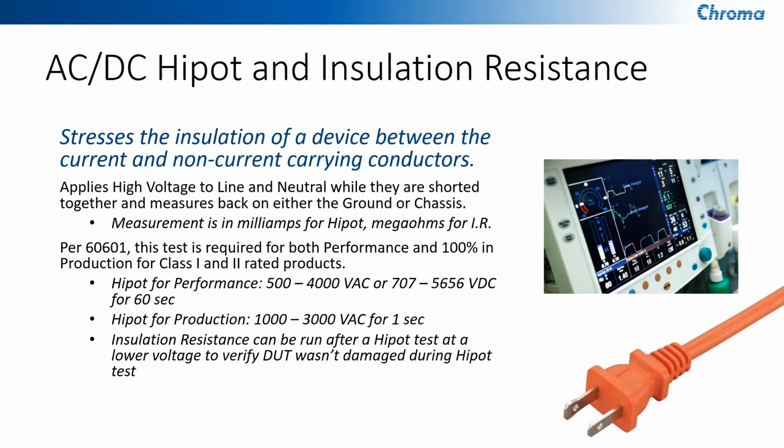But from what we can tell, for Hipot performance, it's somewhere between the 500 and 4,000 volt range in AC, or 707 to 5656 volts in DC for 60 seconds. The key part there is that it's a 60-second test. And then for production, it's a little bit simpler. So anywhere between 1,000 and 3,000 volts for 1 second. And then the insulation resistance test can be run after a Hipot test at a lower voltage to verify the DUT wasn't damaged during the Hipot test.